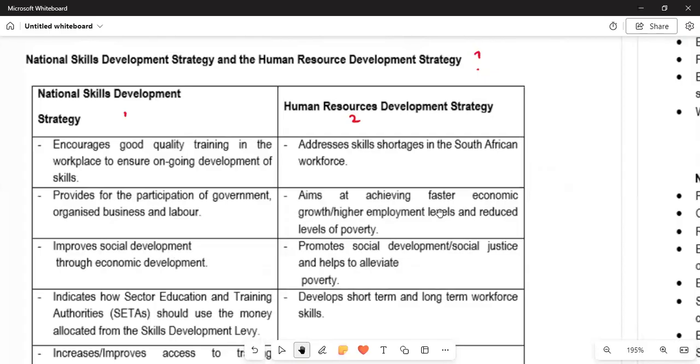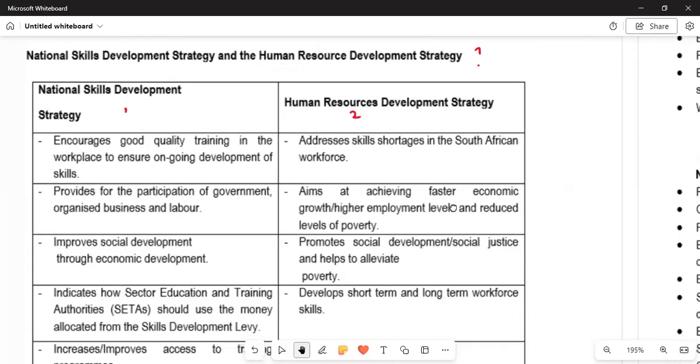So coming to human resource development strategies, it addresses skills shortages in the South African workforce. It also aims at achieving faster economic growth, higher employment levels, and reduced levels of poverty. That is why this strategy was brought into account, to make sure that people are equipped with knowledge, so that there are going to be employment opportunities. It promotes social development and justice, and helps to alleviate what? Poverty. There will be no poverty if ever this strategy is put into action.